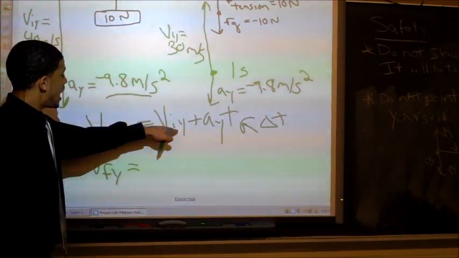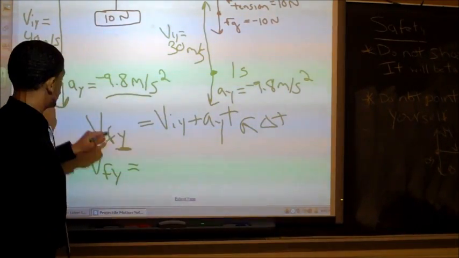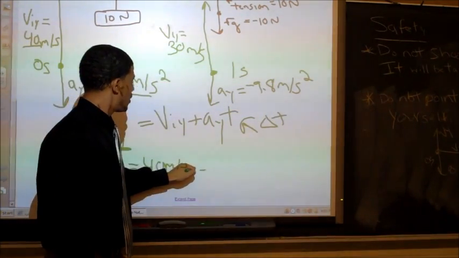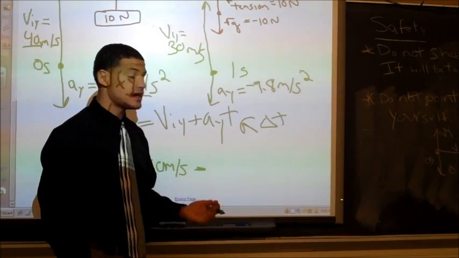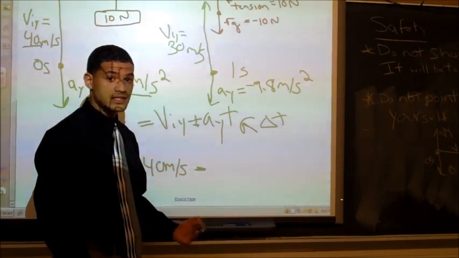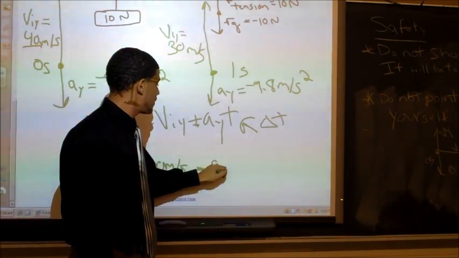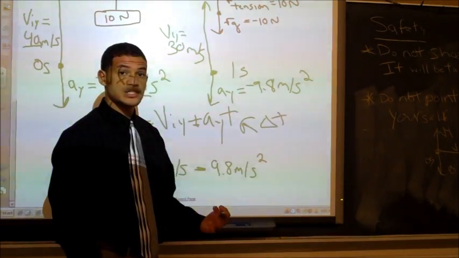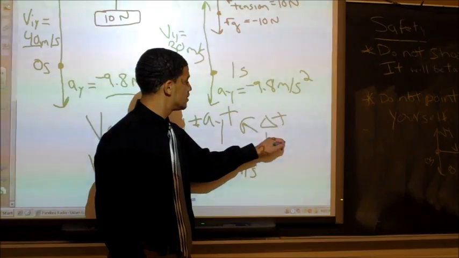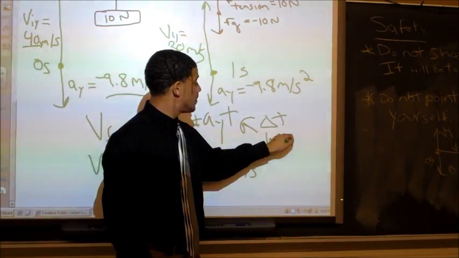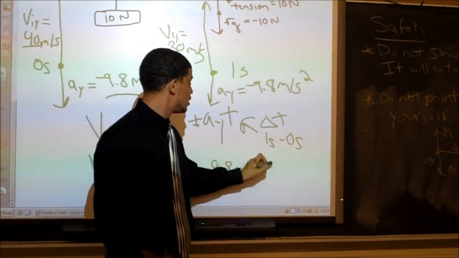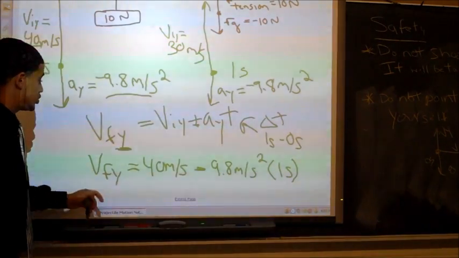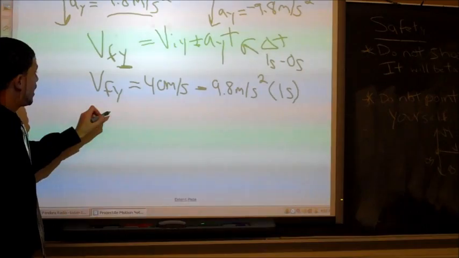and we have our v initial. Our v initial is 40 meters per second. We know our acceleration is negative 9.8, and whenever you have a negative times a positive, you get a negative. So negative 9.8 meters per second squared. And our change in time is from 1 second, our time final, minus our time initial of 0 seconds. So our change in time is 1 second. So now it's just simple plug and play math.